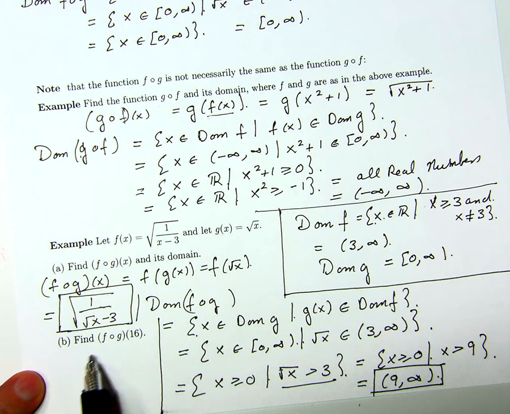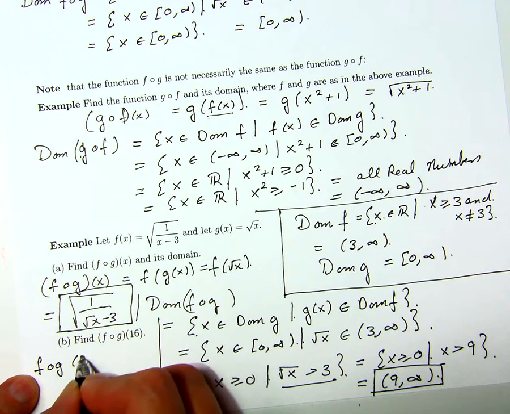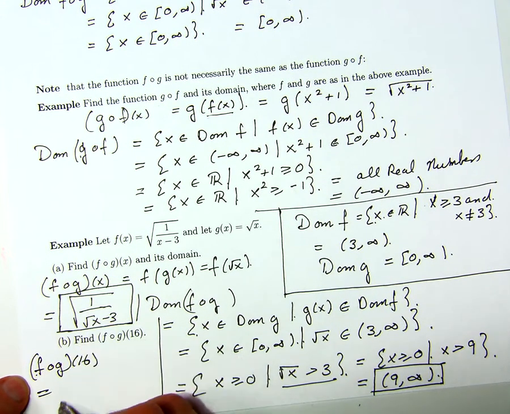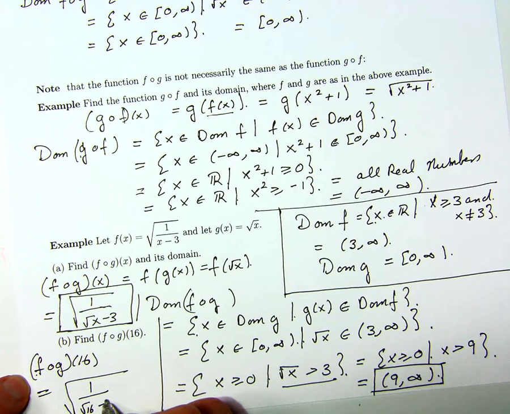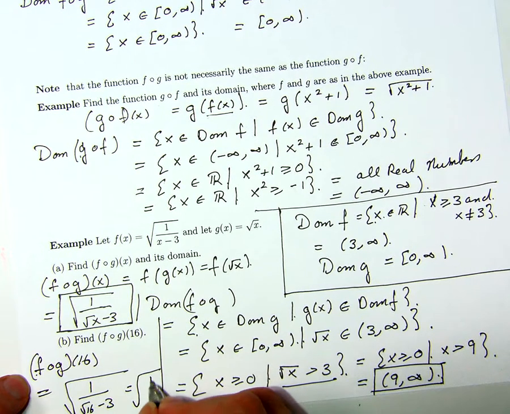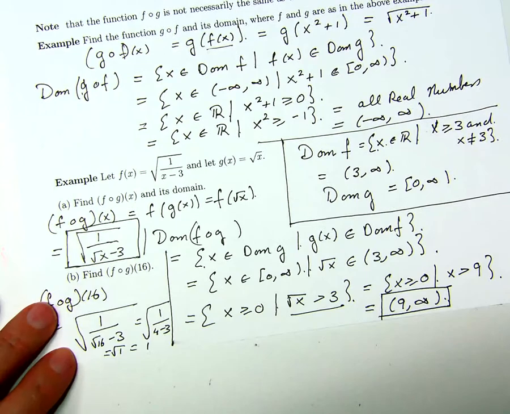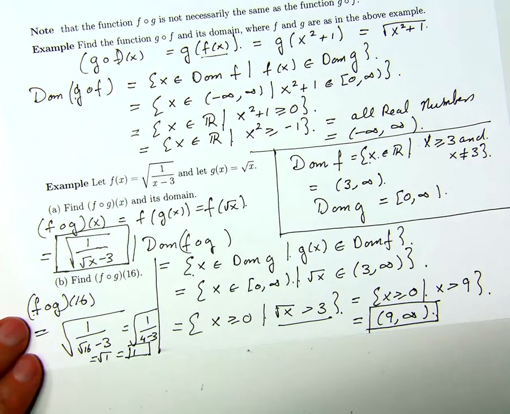How about f after g of 16? Well, certainly 16 is in the domain, so we don't have to worry about that. And f after g of 16, well, I can just apply the formula. It's the square root of 1 over the square root of 16 minus 3, and that's equal to the square root of 1 over 4 minus 3. That's the square root of 1, which is 1. So my answer there is 1, and I'm done.